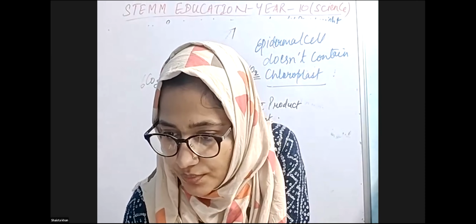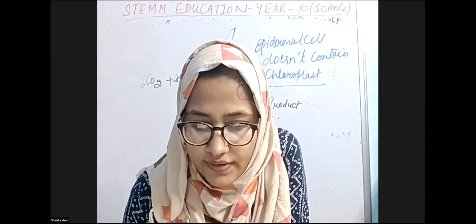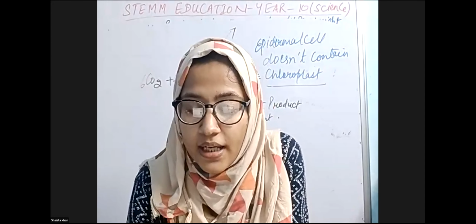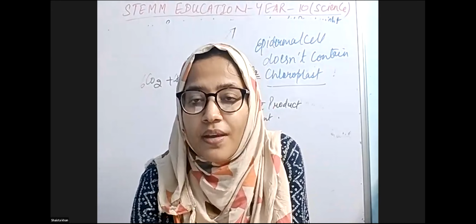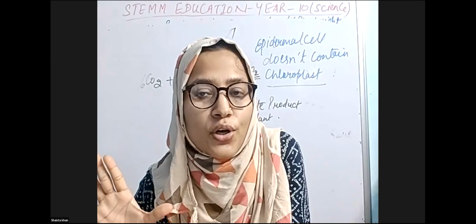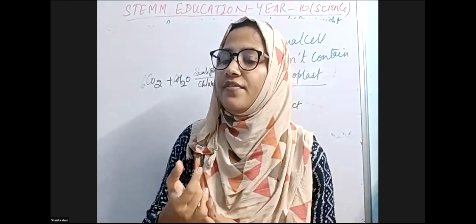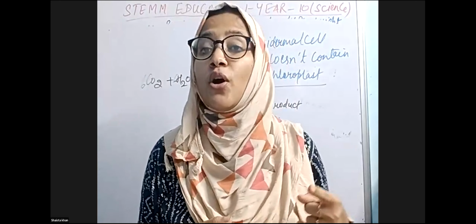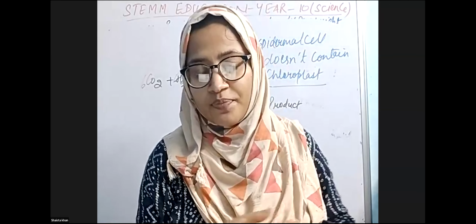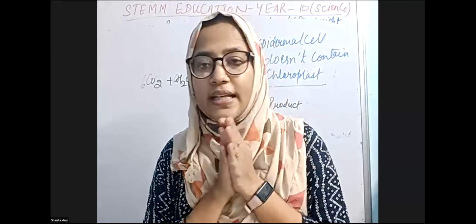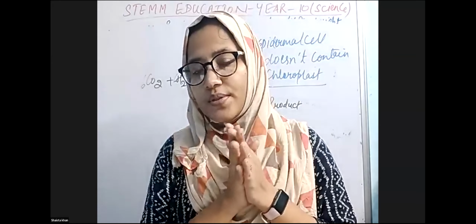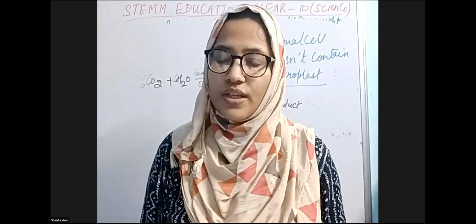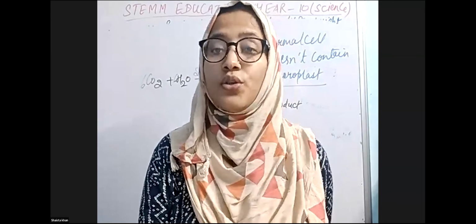In our next class, we will study the use of glucose. That is a new topic. We have already studied the whole topic of the leaf, the structure of the leaf, and photosynthesis. Through photosynthesis, the plant prepares its food in the form of glucose. So in our next class, we will study the use of glucose, the food that the plant or leaf prepares.